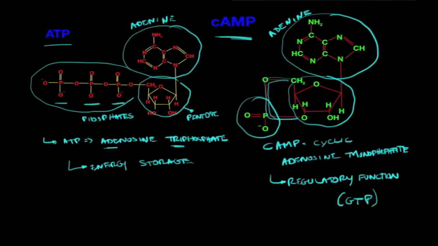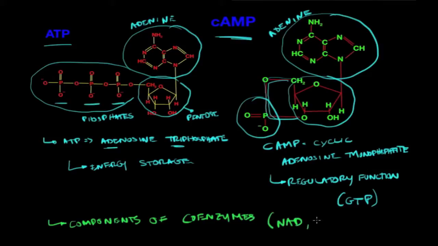Another example is GTP. We're going to see it later on. Regulatory functions in your cell. So that's another function for nucleotides. Another thing that you can see nucleotides doing is that they are components of coenzymes. Two examples are NAD and FAD molecules. You're going to see them in later topics.